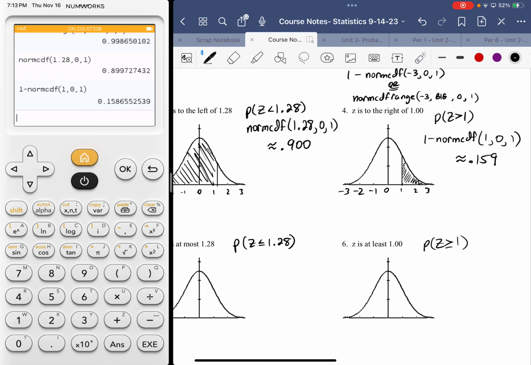But again, you just need to look at your answer and say, okay, that's possible based off what I've drawn. I shaded less than half the graph. I should get an answer that's less than 0.5.